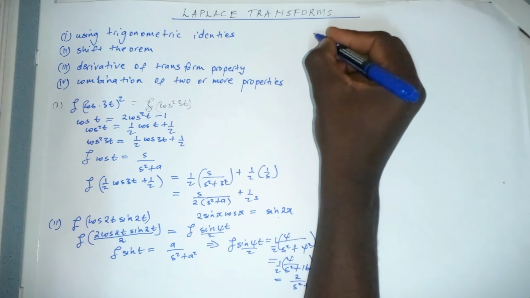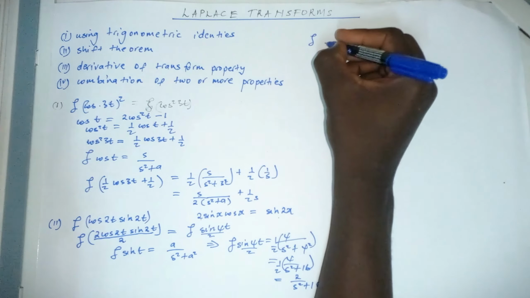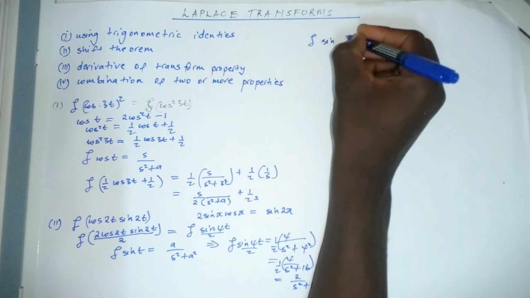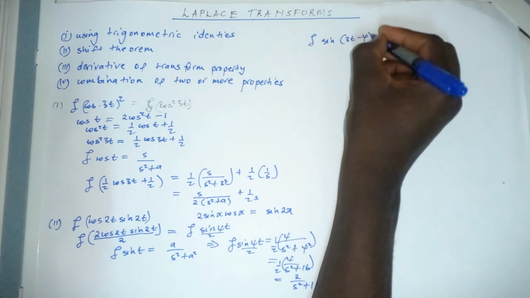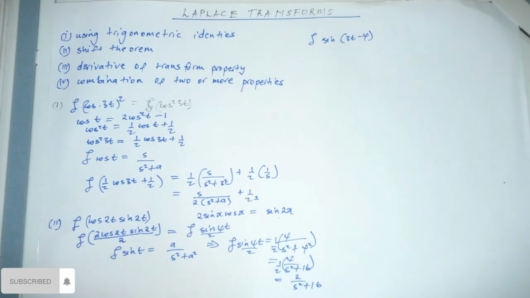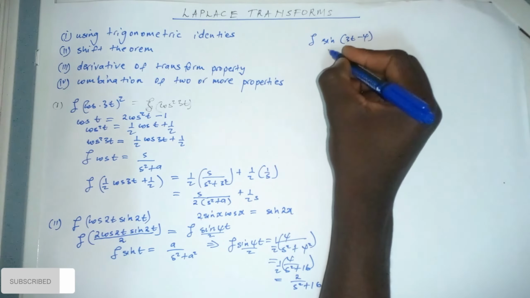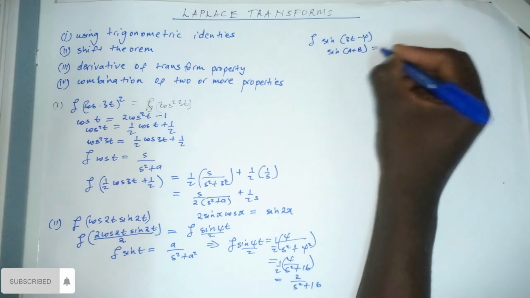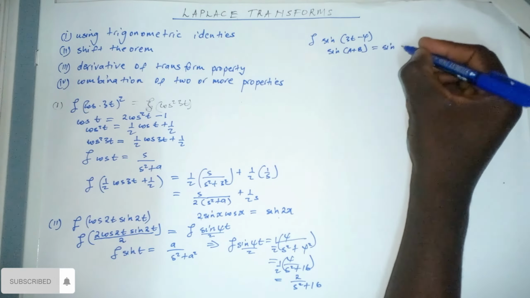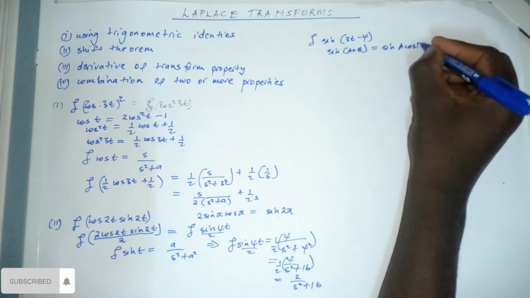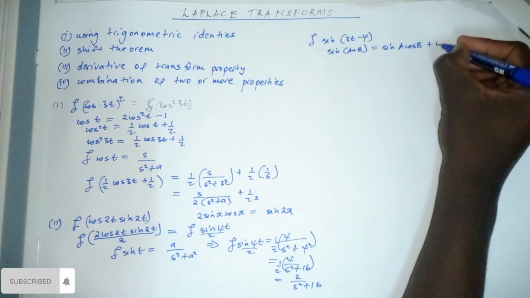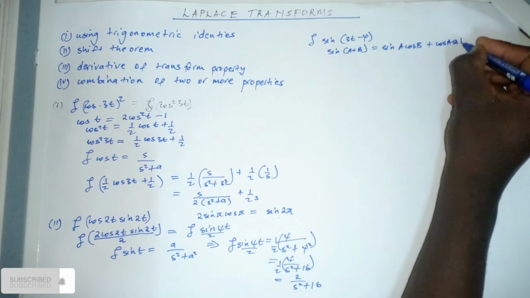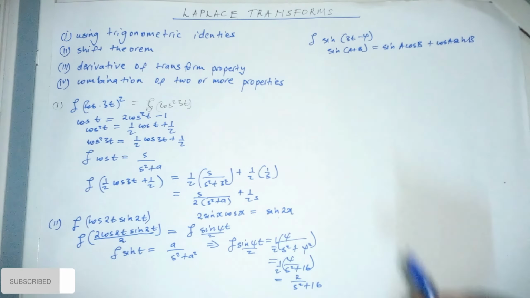We want to find the Laplace transform of sine 3t minus 4. Okay. And in this case, we're going to use the compound angle formula. So you know that for sine, if we're given sine (A plus B), this is the same as saying sine A cos B plus cos A sine B. So I'm going to do the same here.